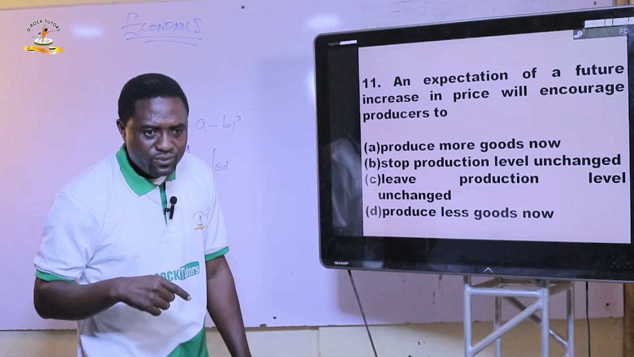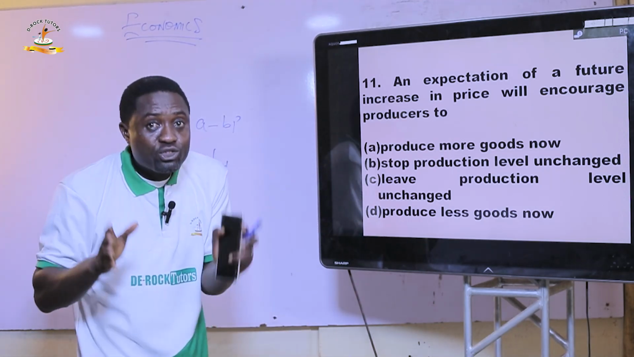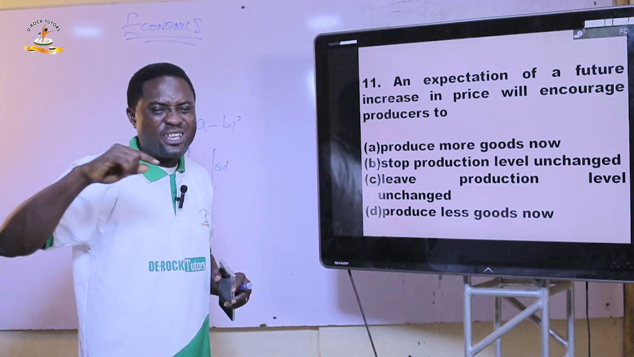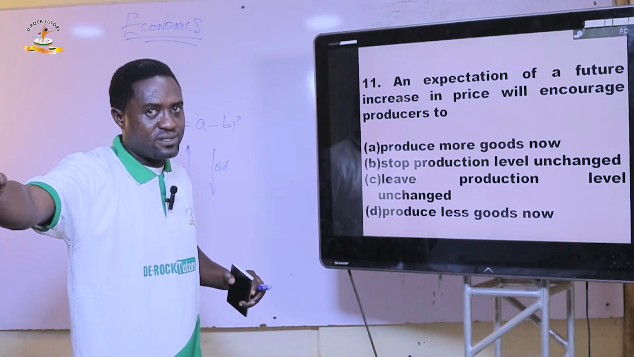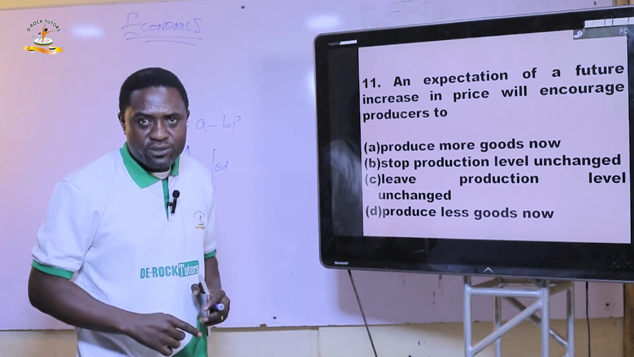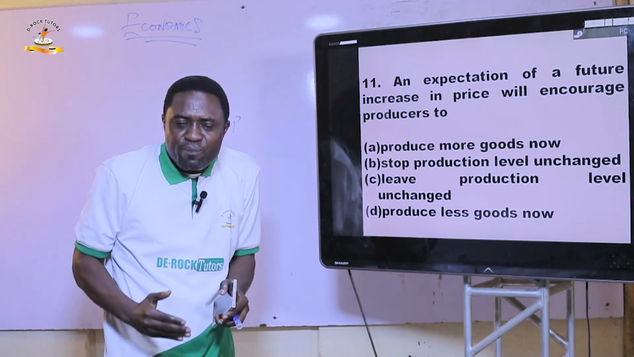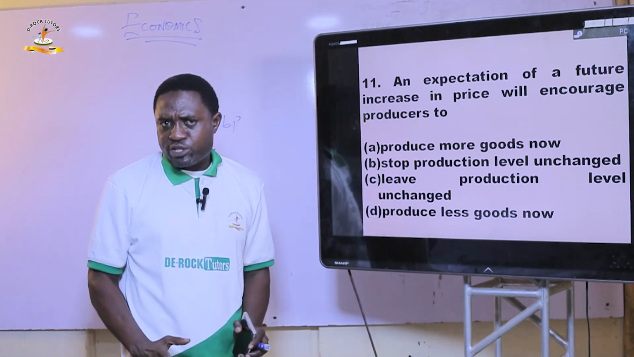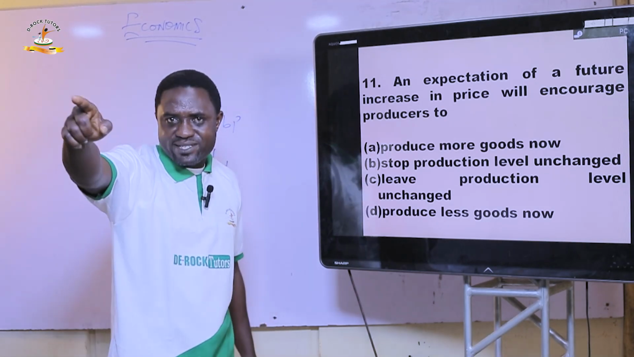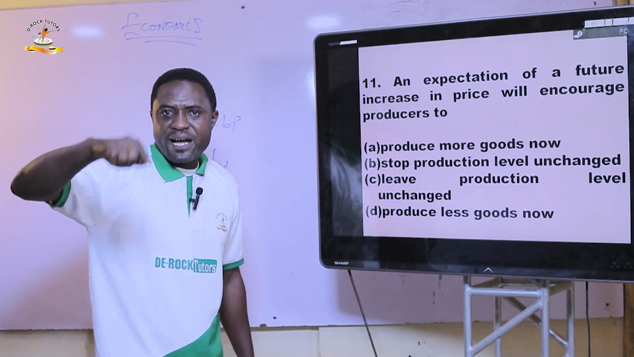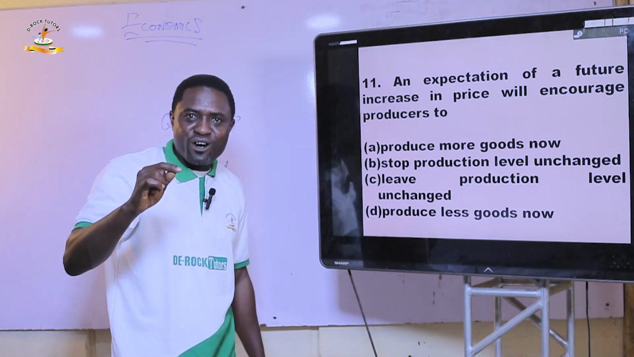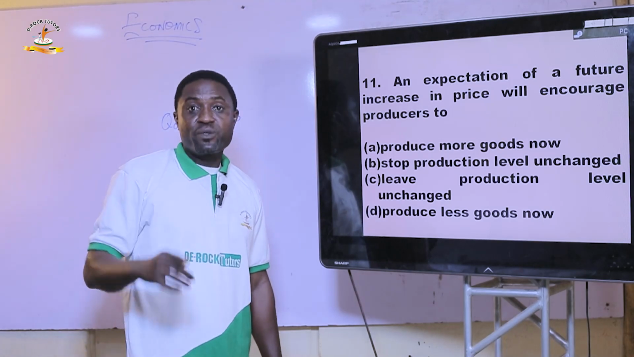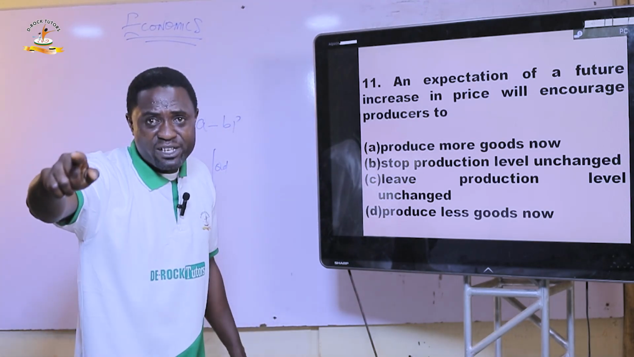Number one, you will quickly produce more today and wait till that time that the price will increase so that you can sell more and maximize your profits. Another thing that can happen, even the few things you have as a manufacturer, as a supplier, you can decide to hold it down and wait till that time that the price will increase. All because of what? Maximizing your profit. So two things are involved if you are expecting price to increase in the nearest future.